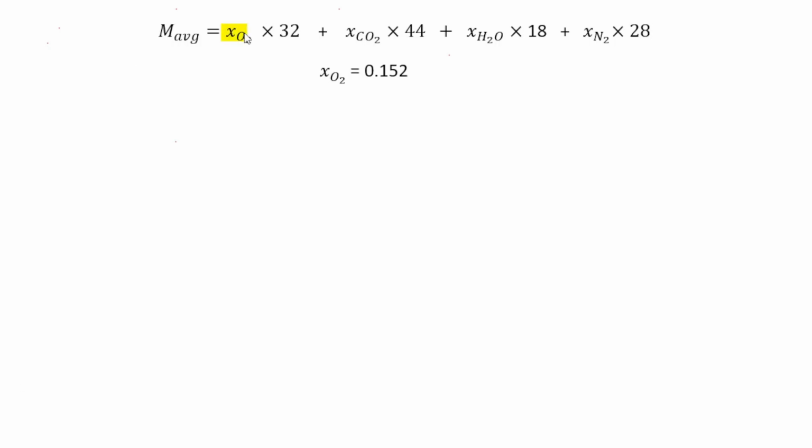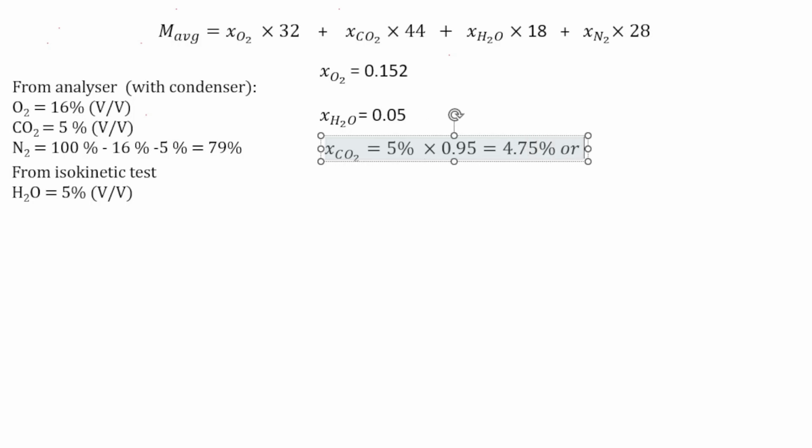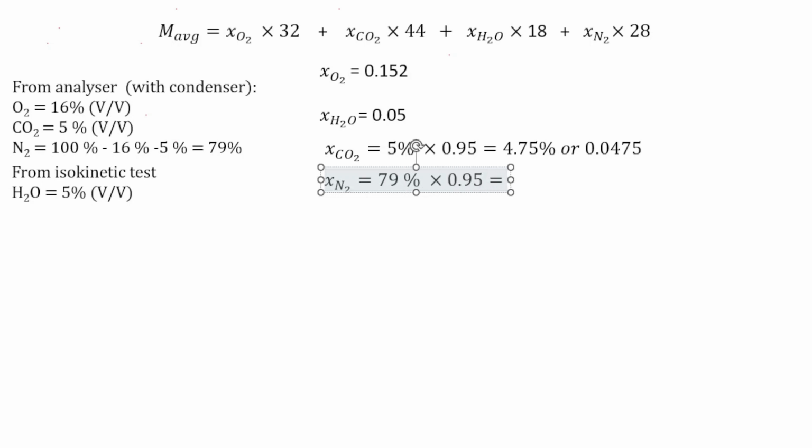Back to our original problem, we have a fraction of oxygen, 0.152. We still need to determine a fraction of CO2, of water, and of nitrogen. The fraction of water is 0.05 because that's already given to us as a fraction of total gas and not the fraction of a dry gas. The fraction of CO2 is equal to 5% times 0.95, and that is equal to 4.75%, or 0.0475. And now the same for the nitrogen fraction. We have 79% dry nitrogen times 0.95, and that will be 75.05% of the total gas, or 0.7505. You can round it up if you want to.